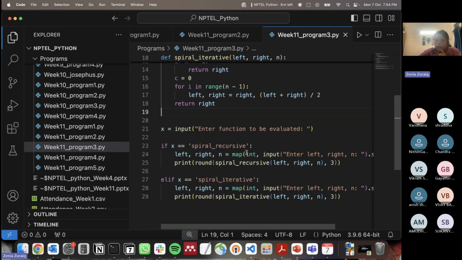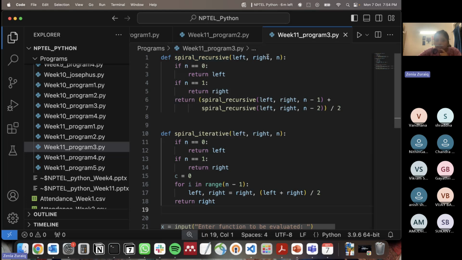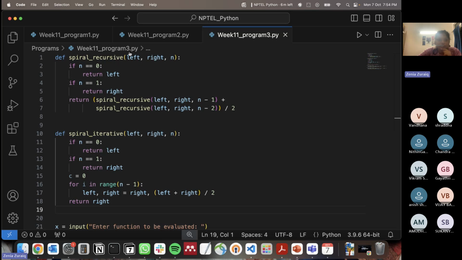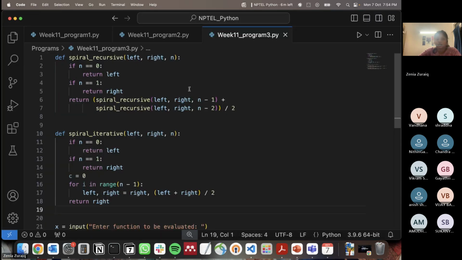So as you can see, there are two different functions, spiral recursive and spiral iterative. They both take three arguments, left, right, and n. And you can see that if n is equal to 0, that means just return left. Because if there are no spiral arms, we are just ending up at this point, right? We are not moving anywhere. So the final point is also this. If there is only one spiral, then we are going from L to R, and that's it. So we have to just return R, whatever is the right coordinate, right?